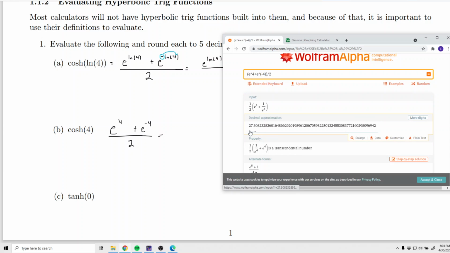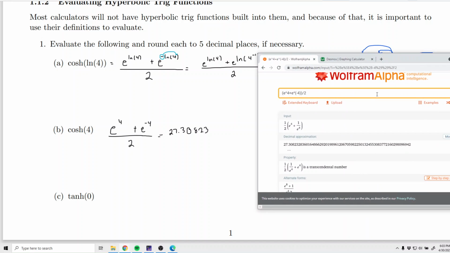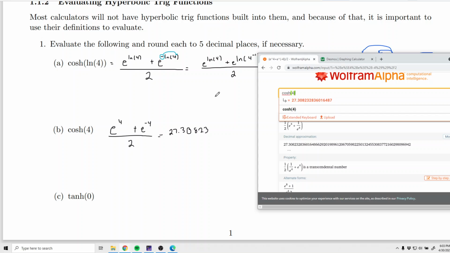And rounded to 5 spots, we got 27.30823. And that's the best we can do. Now, of course, you can just type in hyperbolic cosine, cosh of 4, and it'll give it to you. But the point is, not all calculators have this function, which means you can't do anything but type it in from its definition.